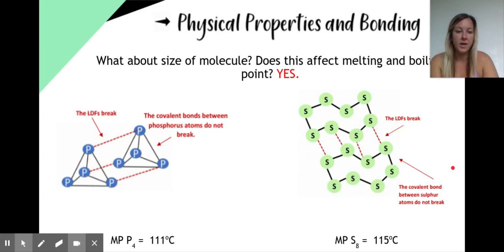So, the key thing to remember is, yes, the size of the molecule does affect melting and boiling point. As the size of the molecule increases, so does the number of electrons, and therefore the London dispersion forces get stronger. We need more energy to break these London dispersion forces down, so the melting and boiling points are higher.